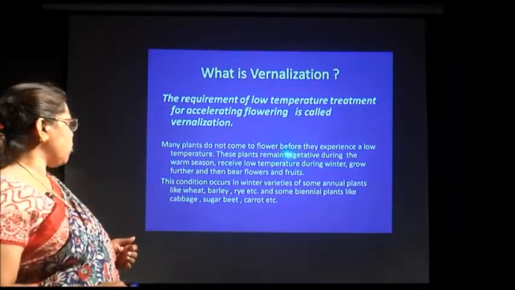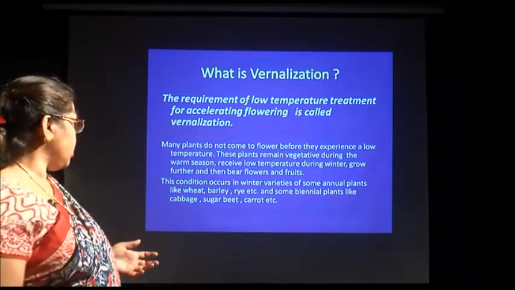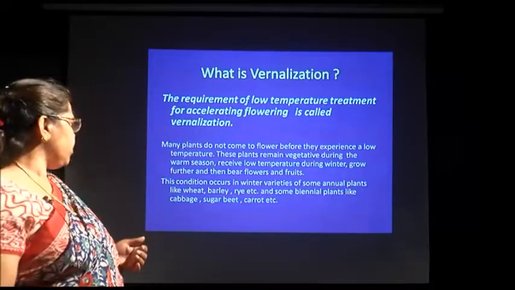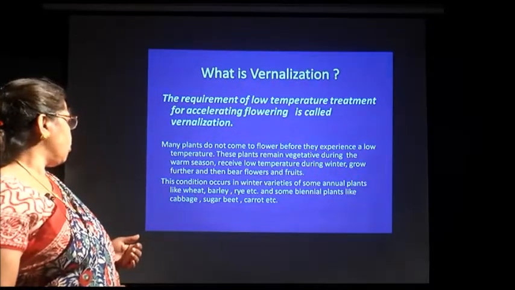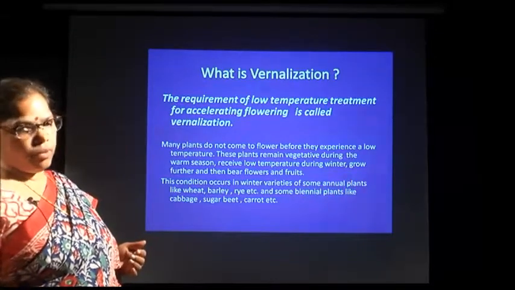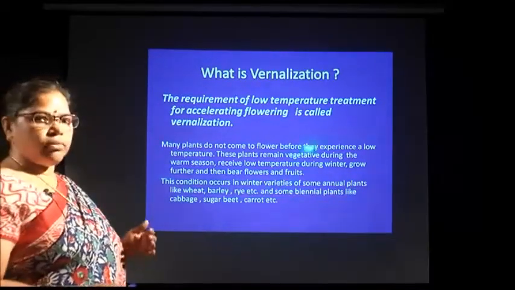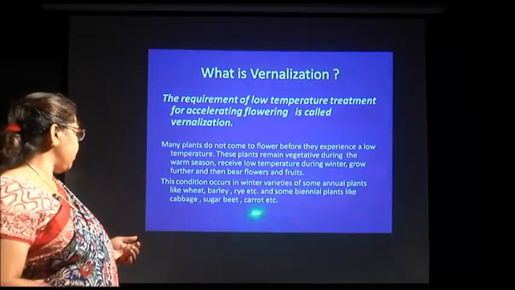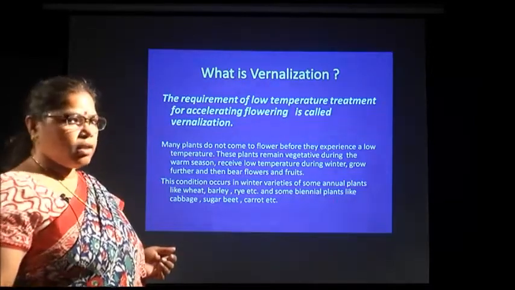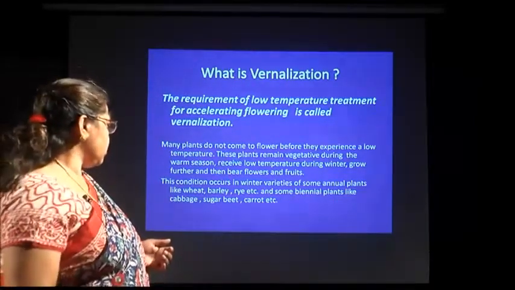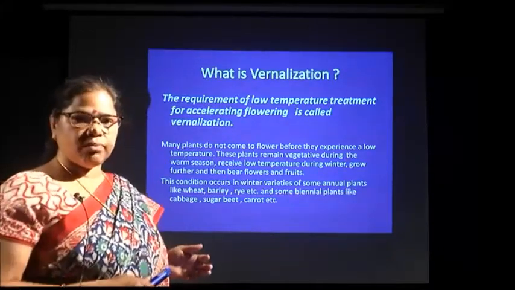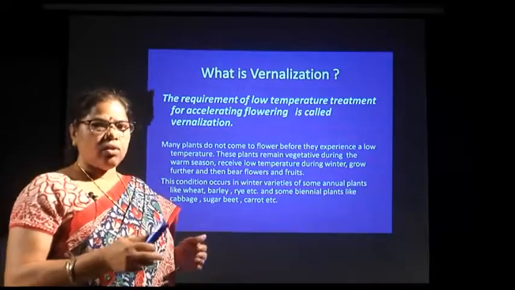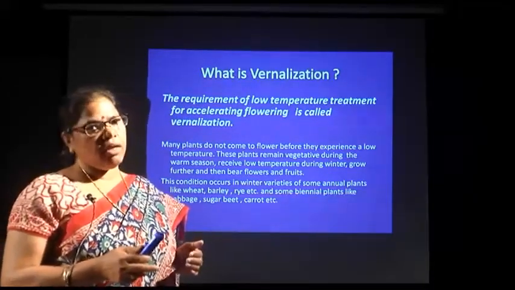And many plants do not come to flower before experiencing a low temperature, and these plants remain vegetative during the warm season, receive the cold temperature or low temperature during the winter, grow further, and then they bear flowers and fruits. And this condition occurs in winter varieties of some annual plants like wheat, barley and rye. Similarly, some biennial plants like cabbage, sugar beet and carrot also show this type of condition where they receive the low temperature treatment in one season, and after they grow, then they flower. So, they need two different time periods or two different seasons for their flowering.